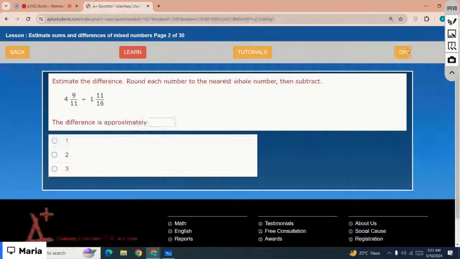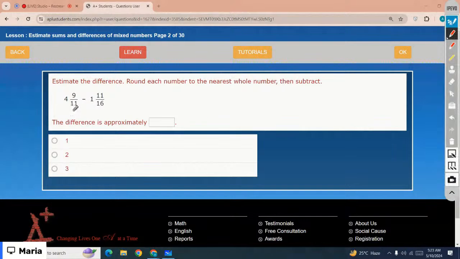Okay, 4 whole 9 over 11 minus 1 whole 11 over 16. So 9 over 11 is greater than half, so you need to round off to 5. 11 over 16 is greater than half, so you need to round off to 2. So 5 take away 2 is 3. The correct option is 3.